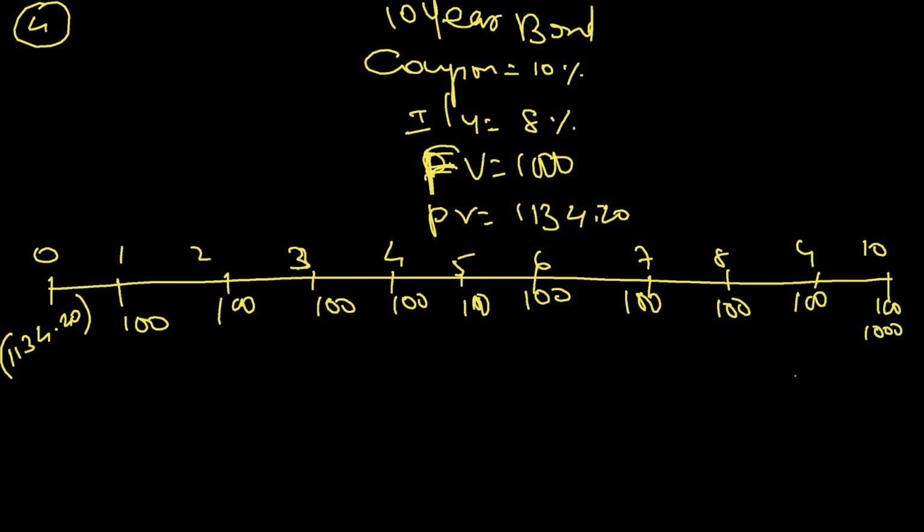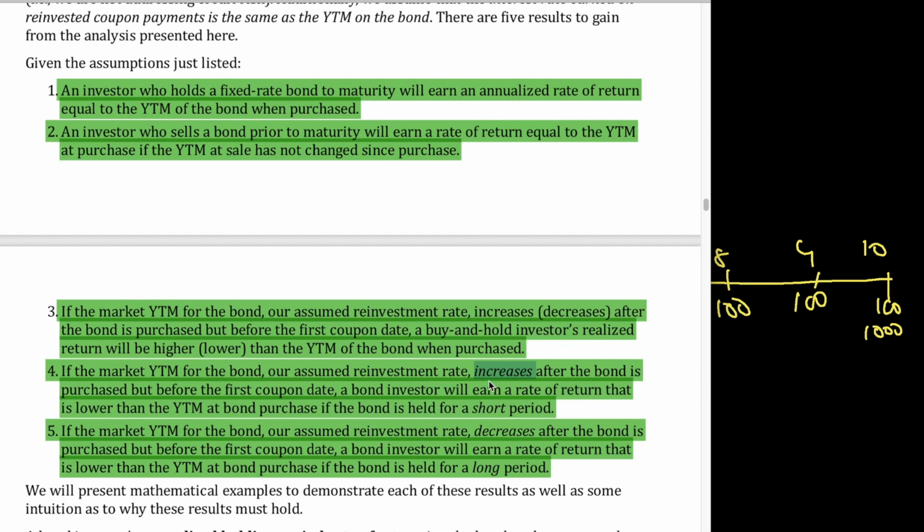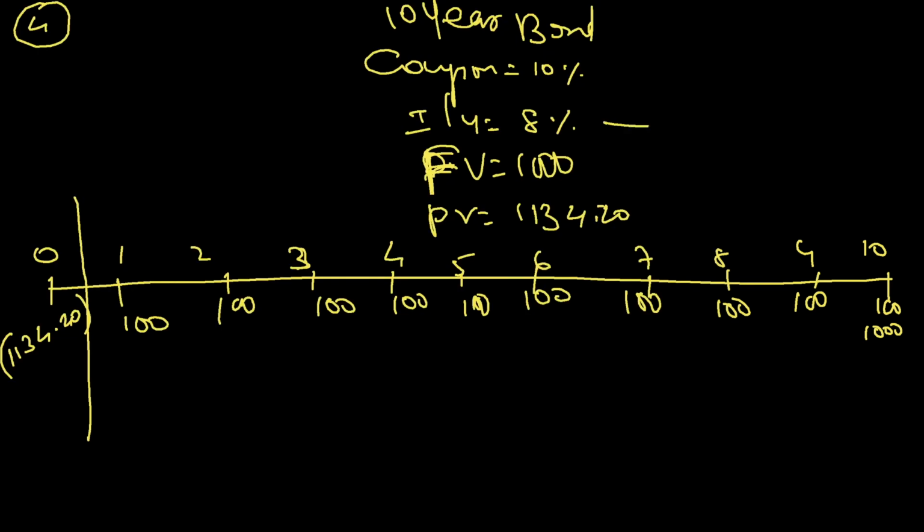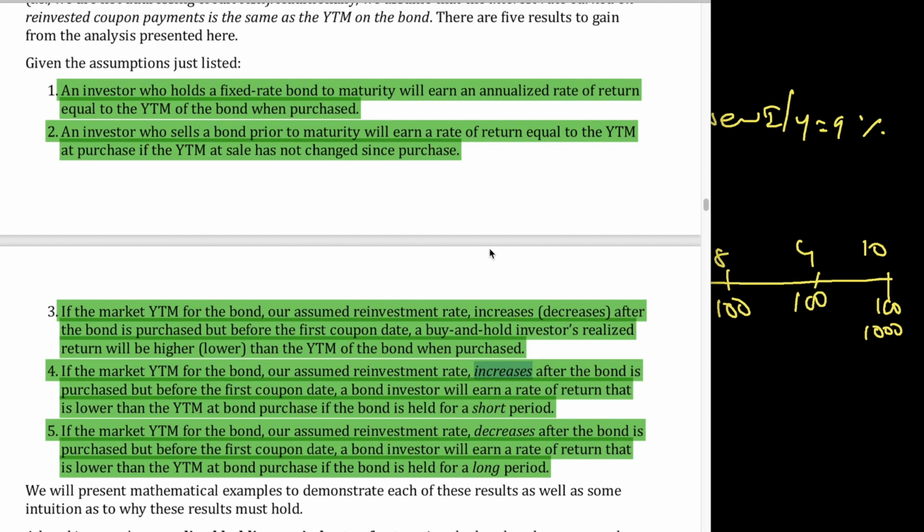Yeah. So these are the cash flows. Now my interest rate is going up. Okay, interest rate increases. So new IY is 9 percentage. So I'm going to reinvest at 9 percentage.